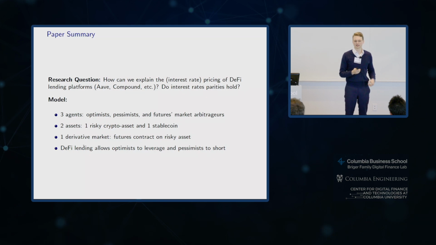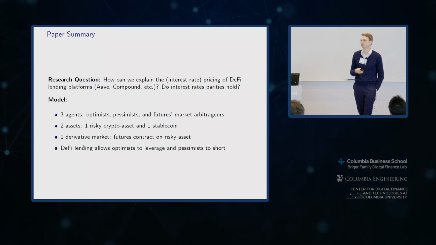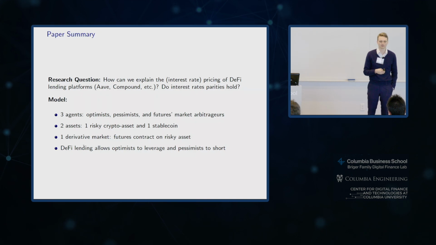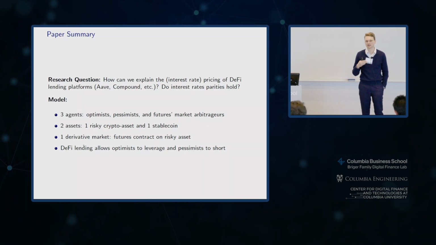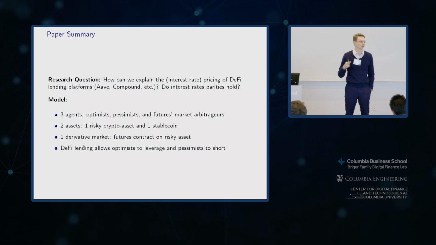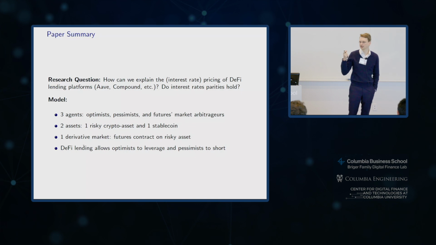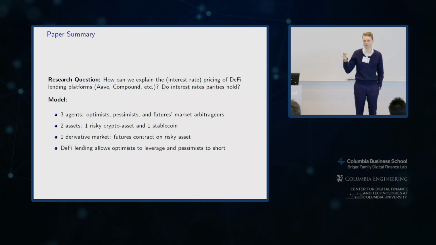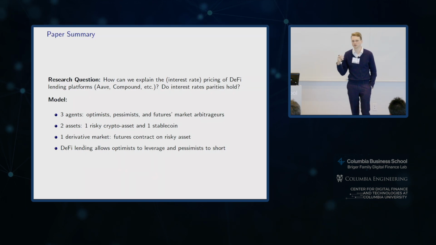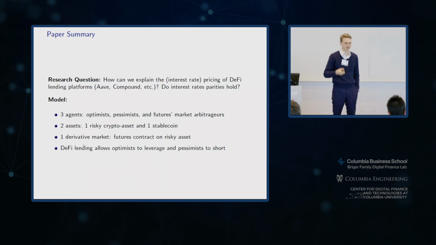So we have two assets. We have one risky crypto asset, so think about something like Ethereum or Bitcoin. And then you also have one stablecoin, which is a safe asset in this environment. Then we also have this derivative market where agents can trade futures contracts based on the price of the risky asset. What happens in the model is that the DeFi lending platform allows the pessimists to take a short position, whereas the optimists will want to take long leverage positions. The balance between the two is going to determine the equilibrium interest rates and how these things are moving.